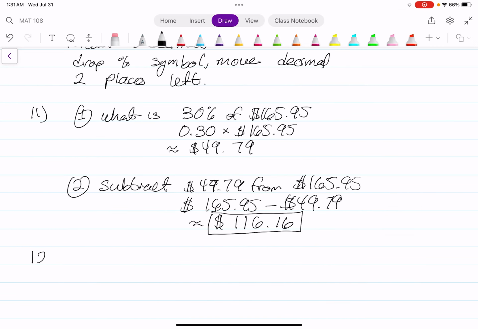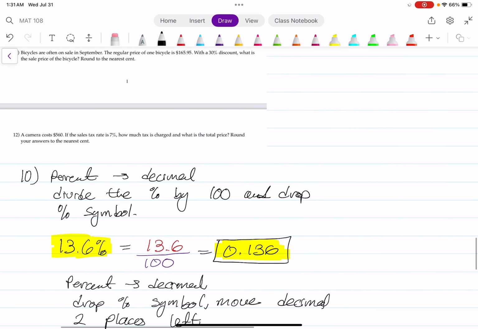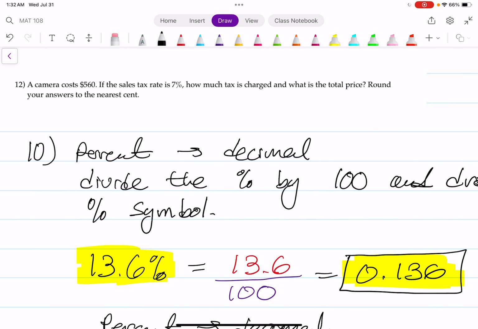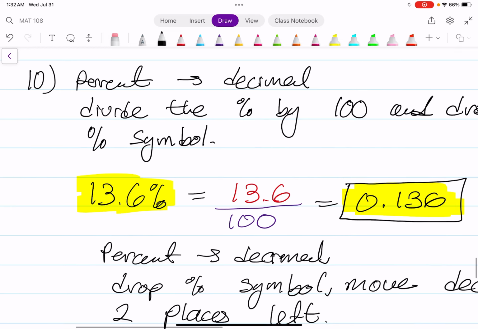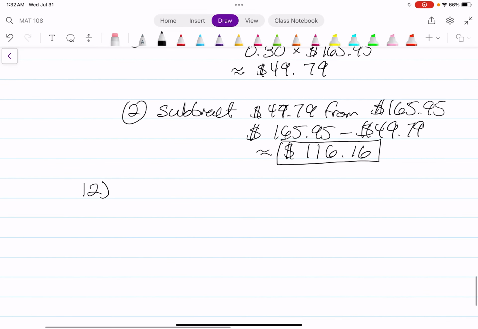And the last video that I'm recording, well, not even this evening, this is the morning, is going to be question 12. A camera costs $560. If the sales tax is 7%, how much tax is charged and what is the total price? Round your answer to the nearest cent. This is a two-part question. You must find the tax and then the total cost.